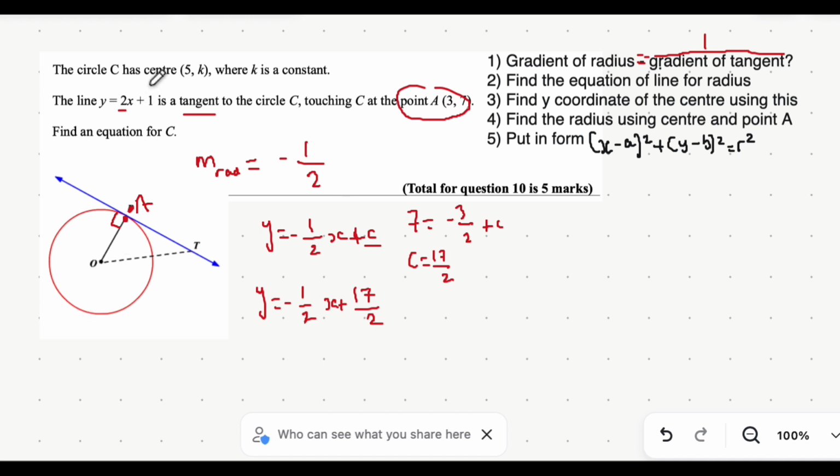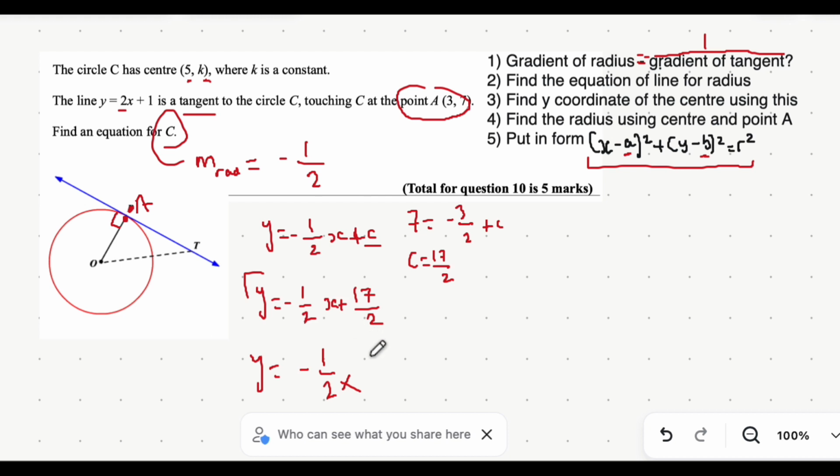Well, it's asking us for the equation of the circle to start with. We know that's in this format here. The reason I'm doing all these steps is because although we have a, that's the x coordinate of the center, we don't know the y coordinate of the center. Now that we have the equation of the radius, we know that the radius definitely crosses through the center. We can put in the x coordinate for the center, and that will give you the y coordinate at the center, because we know the radius again definitely crosses the center.